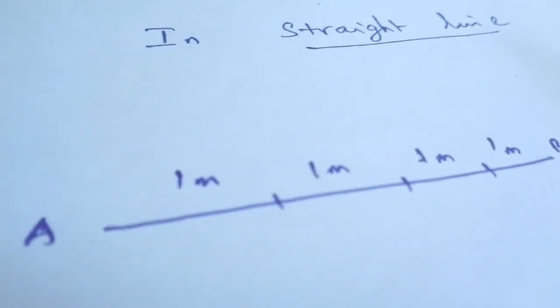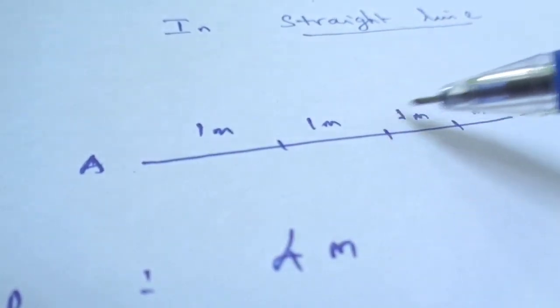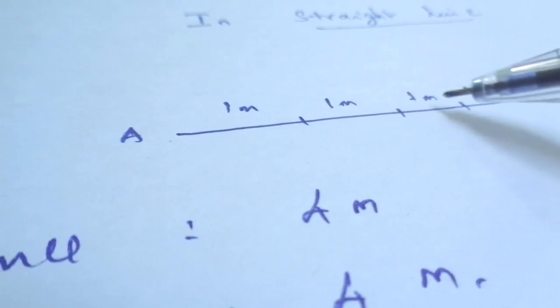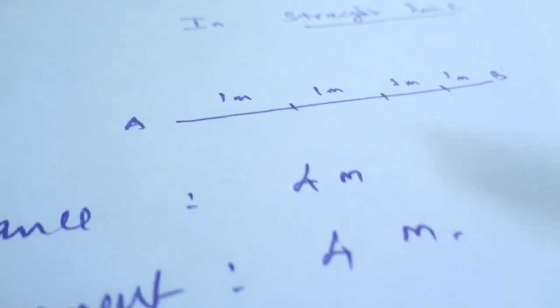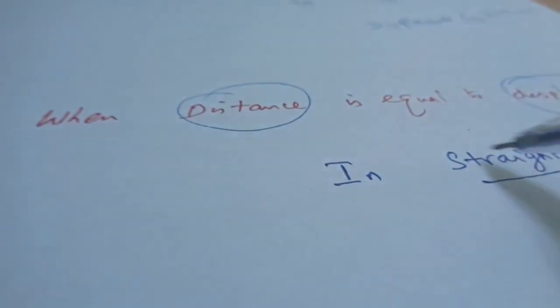Let us consider this particular diagram. The particle moves from A to B, with equal intervals of 1 meter each. The total covered is 4 meter, so the distance is 4 meter. Displacement, between the starting point and end point, is also 4 meter. The total distance here is equal to the total displacement. The distance is equal to displacement only if it is a straight line.